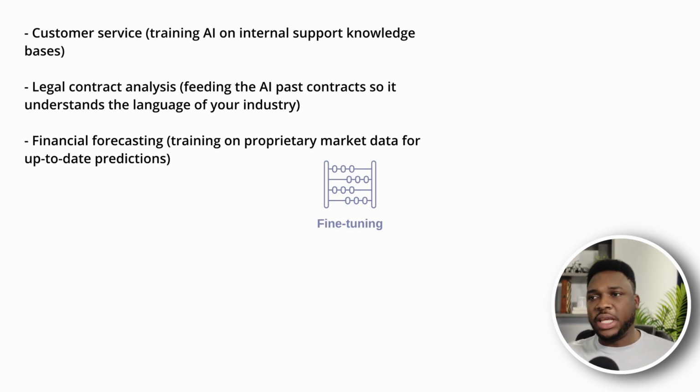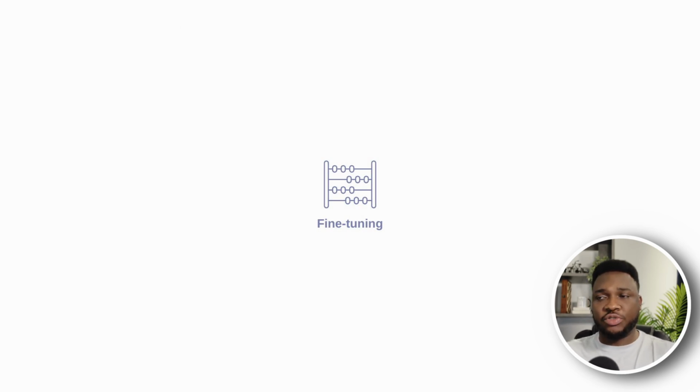They also use it for legal contract analysis, feeding the AI past contracts so it understands the specific language of that industry and how the organization responds and drafts legal documents. And you also have financial forecasting, training on proprietary market data for up-to-date predictions, for which I have given an example of a real-time project, but that was in the case of RAG. But you could go beyond that to actually training the model with the proprietary data you have.